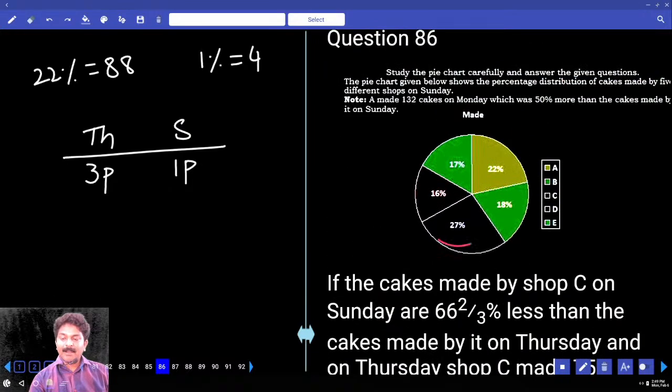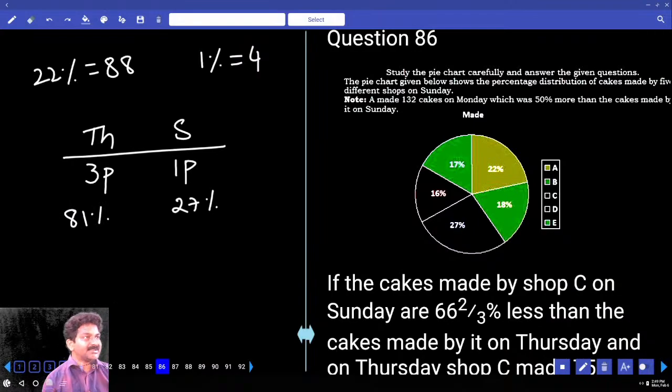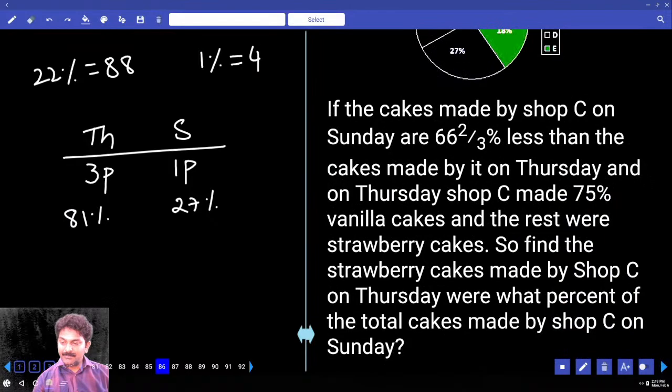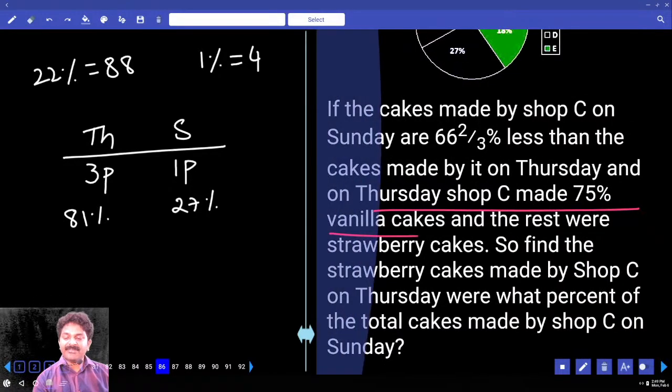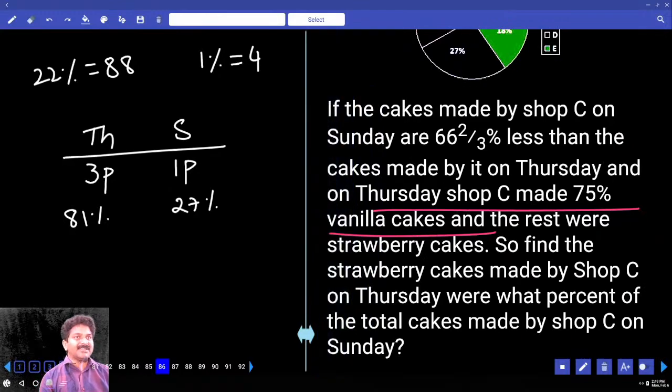Right. So now C on Sunday, what percent is it? 27. Okay. So 1 part is equal to 27%. Then 3 parts is equal to 81%. Clear? Right. So now Thursday shop C made 75% vanilla cake. 75% in the sense 3/4 only. So vanilla cakes made are 3/4 of 81%.